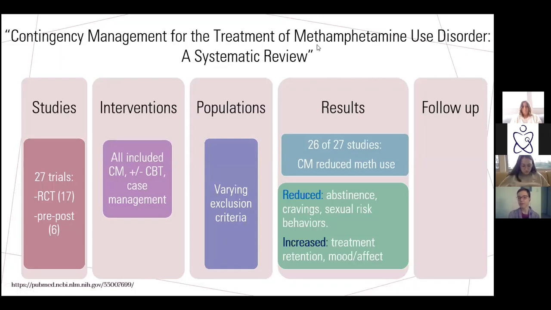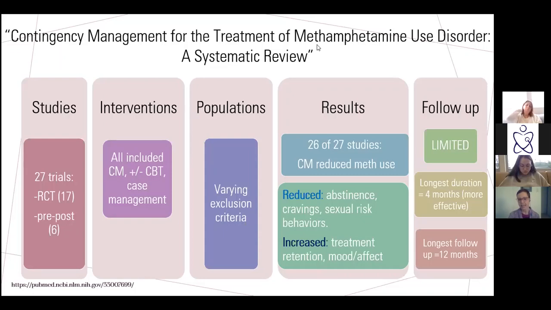And then in terms of follow-up, I think the big takeaway is that it was limited. So just in terms of thinking about the time scale that this happened on, the longest duration of any program was only 4 months, and there was maybe some signal that a longer program was slightly more effective, but hard to say. And then the longest follow-up was only 12 months. And so it did show some durability at the 12-month mark.